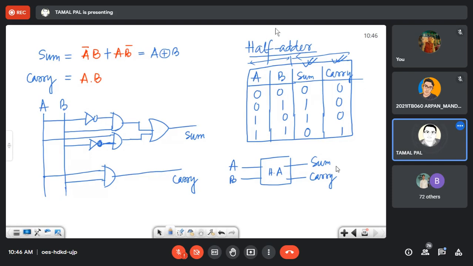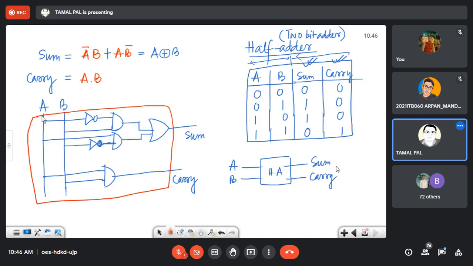It is known as 2-bit adder also. So 2-bit adder circuit is prepared in this way. So here I just have mentioned half adder, full adder. Actually, what is inside that box, that is written here. This thing is inside that box. This is half adder.